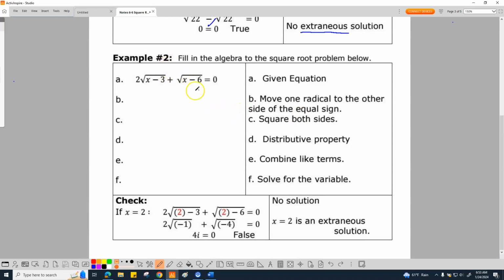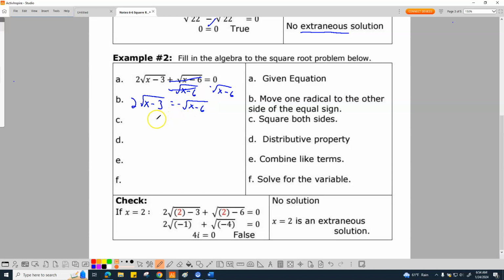This says plus this entire thing. So I'm going to minus it on both sides. Subtract it. What happens? That cancels out right there. And then 0 minus square root of x minus 6 looks like this: x minus 3 equals negative square root of x minus 6.